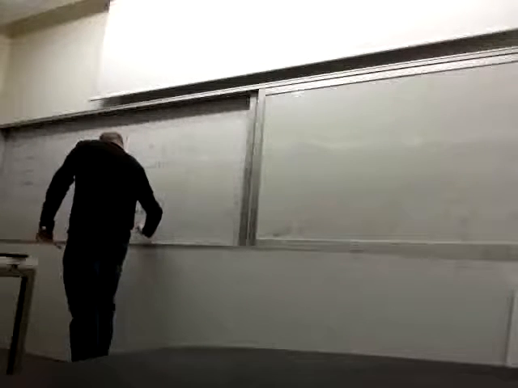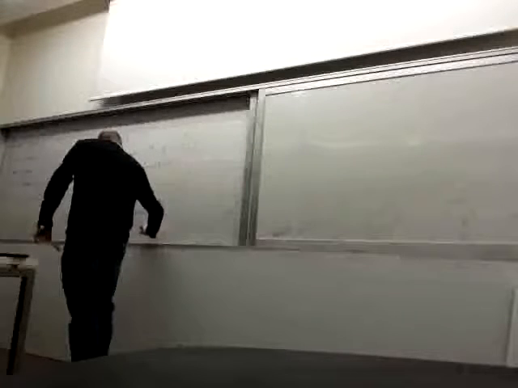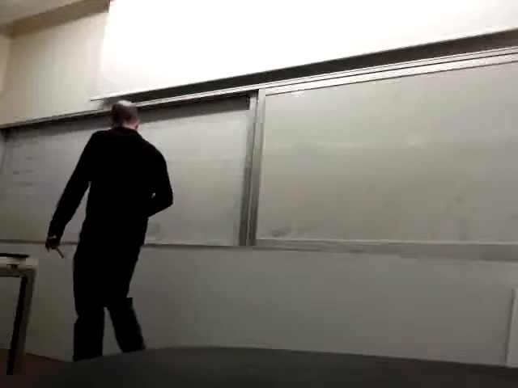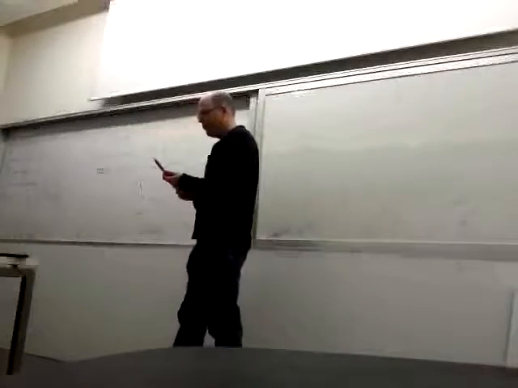So this is the sum over i of Wi Fi minus. And likewise, mu2 is the sum over i of Wi Fi plus. We also need the standard deviation.